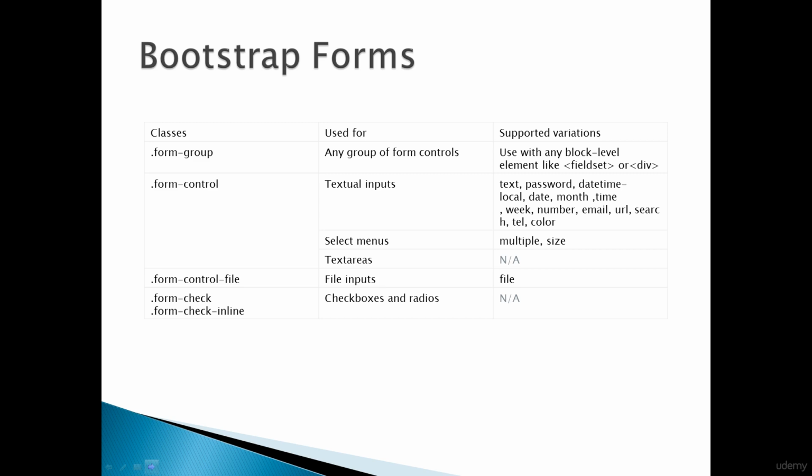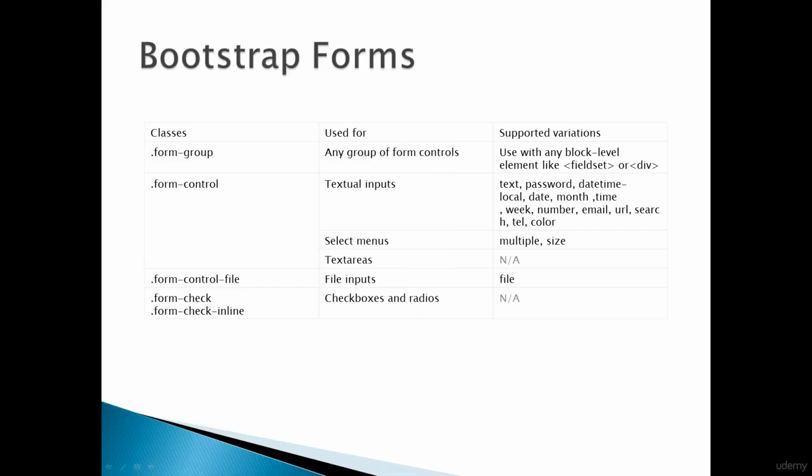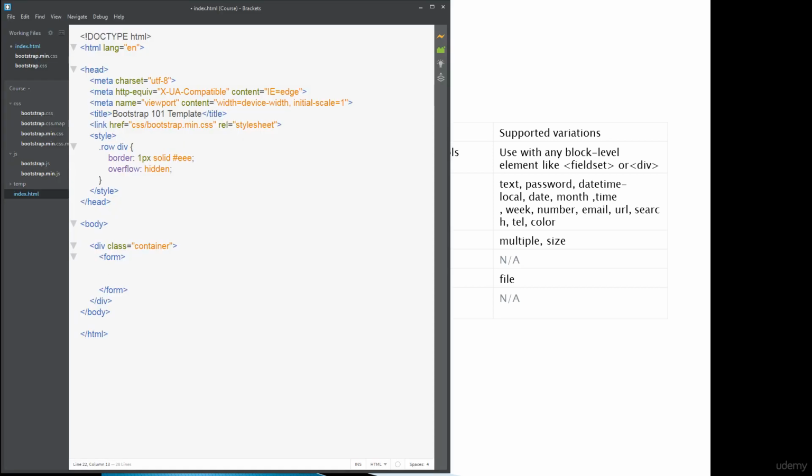So let's open up our editor and try out some of the different form classes that are available. So first let's create a form. And then within a form, the way that forms are divided, we've got this thing called a form group. Essentially it gives you the ability to group different form elements together and have them presented in a much more presentable way.